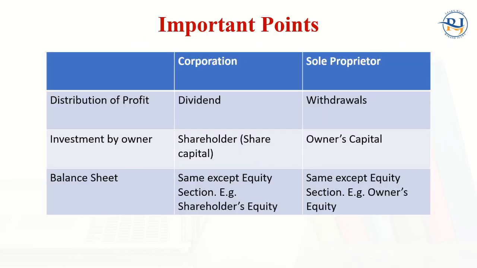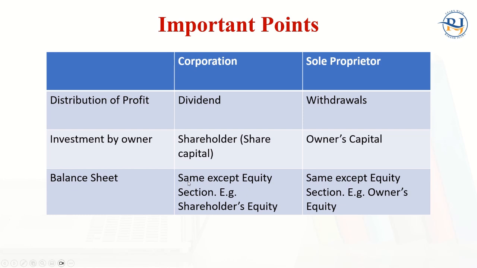Now next, what are some important points related to the corporation and the sole proprietor? The first one is the distribution of profit. In case of a corporation, we say dividend, but in case of a sole proprietor, we say withdrawals. Now, investment by the owner. Shareholders invest money, and that is known as share capital, but in the other case, that is known as owner's capital.